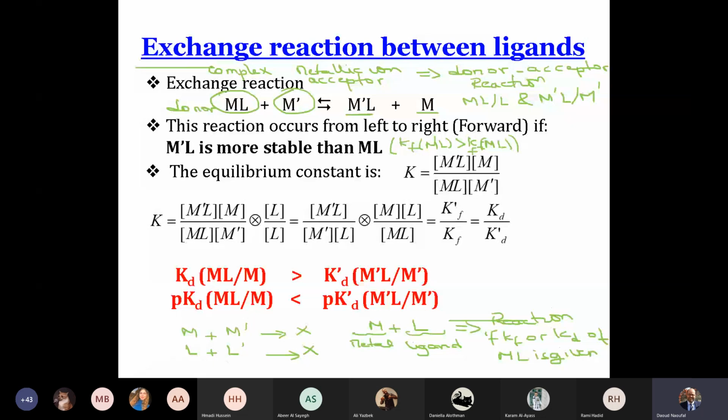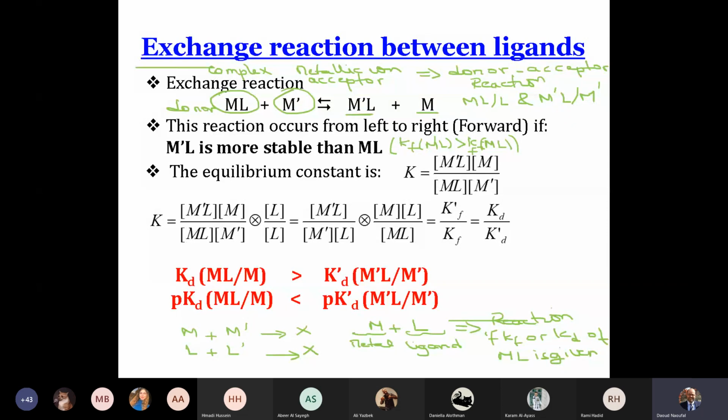So in some examples, they give the reaction of exchange between two metallic ions, and they ask, is this reaction favored in direction 1 or in direction 2? So what to do? I have to say that the reaction is favored in direction 1, the forward, if M prime L is more stable than ML, and favored in direction 2 if ML is more stable than M prime L. So I have to compare the stability of ML and M prime L according to their values of Kf.